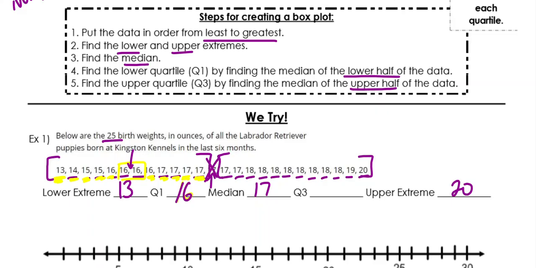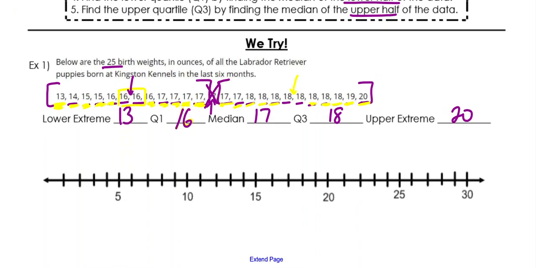Q3, we're going to do the same thing. Highlight from either side until we get down to these two 18s. It's really in here, but that doesn't matter. Either way, it's going to be 18. So we have our 5 numbers. Our lower extreme is 13. Our upper extreme is 20. And then the box is formed by those 3 lines at 16, 17, and 18.